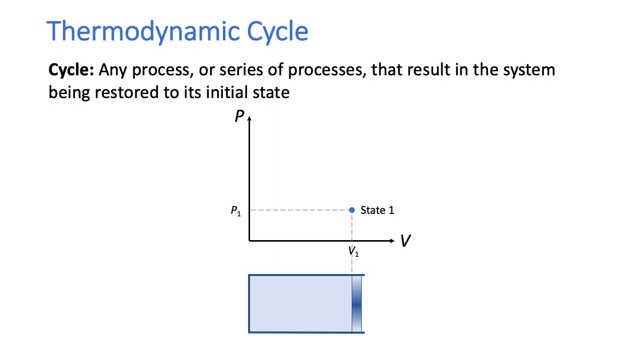A thermodynamic cycle is any process or series of processes that result in the system being restored to its initial state. So here we start compressing from our initial state P1, V1. The piston compresses, but then it expands. So now if we draw the process, we actually have two overlapping processes, one which goes from 1 to 2, and the other which goes from 2 to 1.